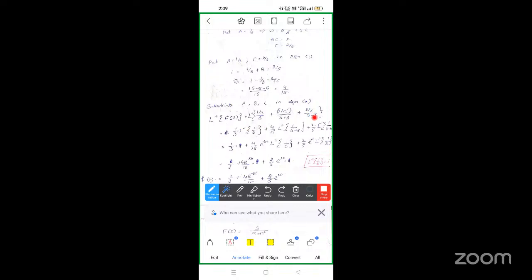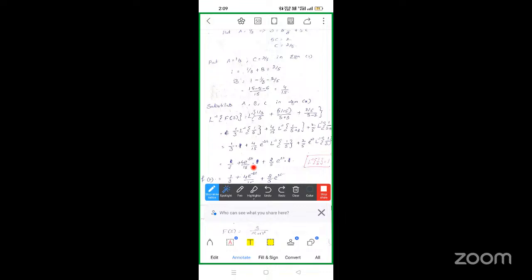So by using the linearity property of the inverse Laplace transform, 1 by 3 L inverse of 1 by S plus 4 by 15 L inverse of 1 by S plus 3 plus 2 by 5 L inverse of 1 by S minus 2. So L inverse of 1 by S is equal to 1. So that is 1 by 3, first one, plus 4 by 15. Here we can apply the first shifting theorem, or first translation theorem, e power minus 3t and L inverse of 1 by S. In the next step, L inverse of 1 by S is equal to 1.